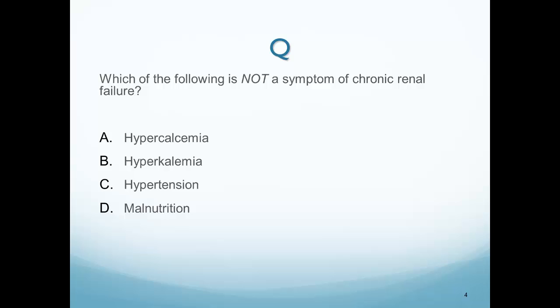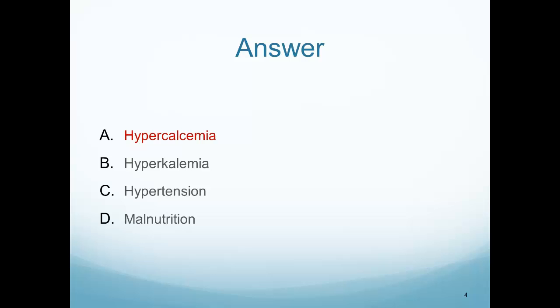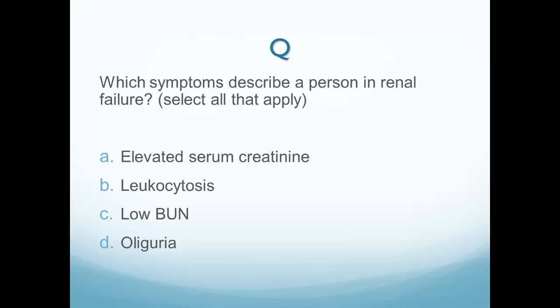Which of the following is not a symptom of chronic renal failure? And if you said hypercalcemia, you were correct. So we end up having a low calcium level rather than a high calcium level occurring in the patient who has renal failure. Remember that what happens is that the calcium level becomes low and the phosphorus level is the one that becomes high. Which symptoms describe a person in renal failure?